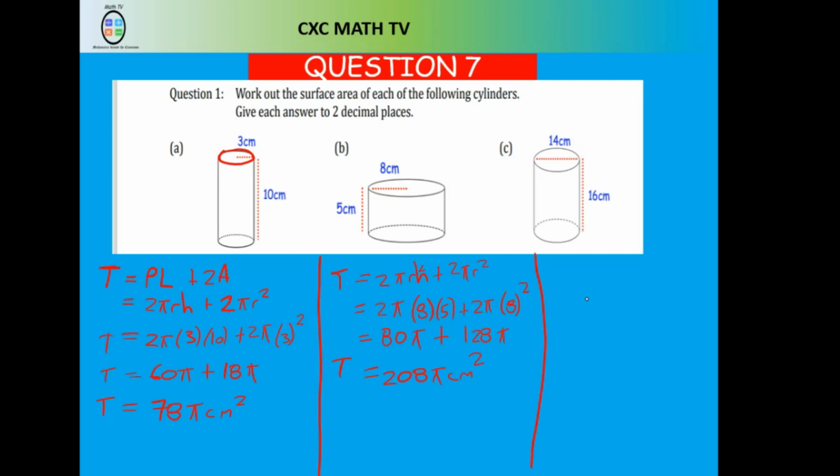Part C. Pause the video on part C. There's something I like about part C.